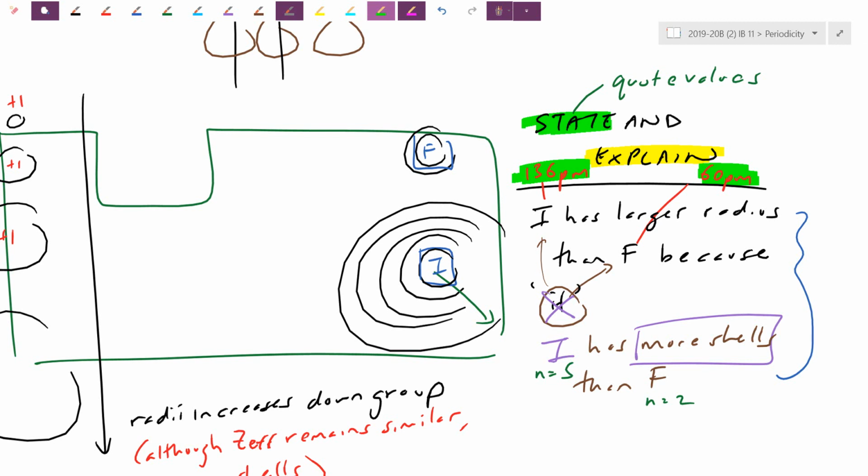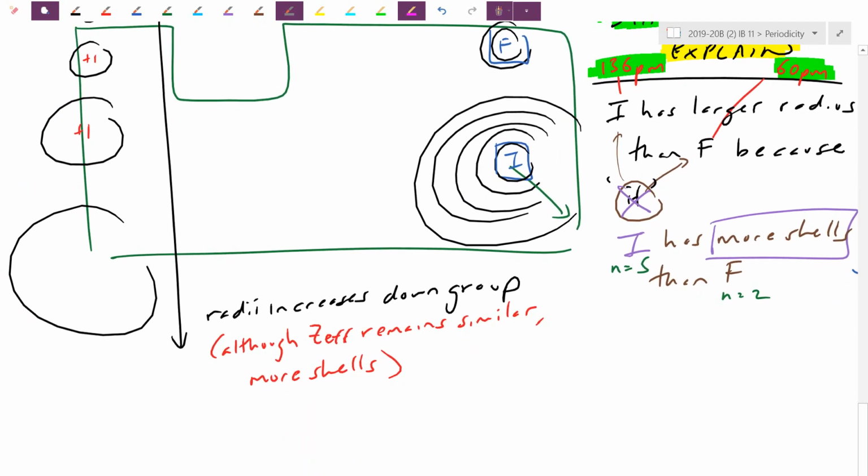So those are the typical styles of questions that can be worded. They can pick any 2 elements and they can say which is bigger, which is smaller, why, state the values from the data booklet. That trend is fairly easy because I know we have more shells.